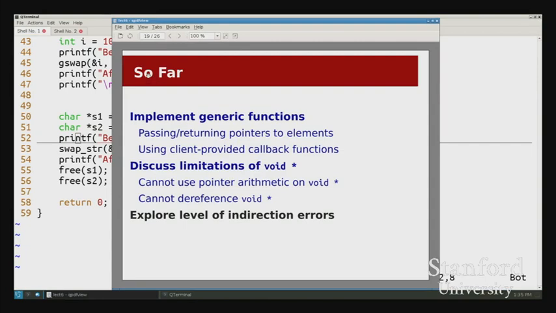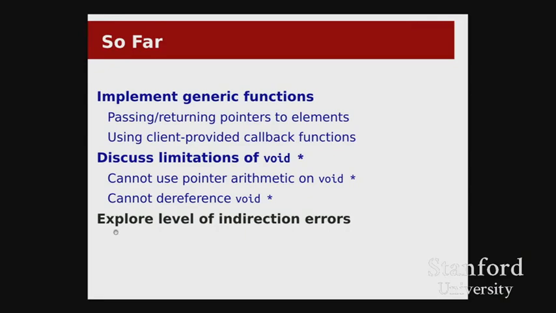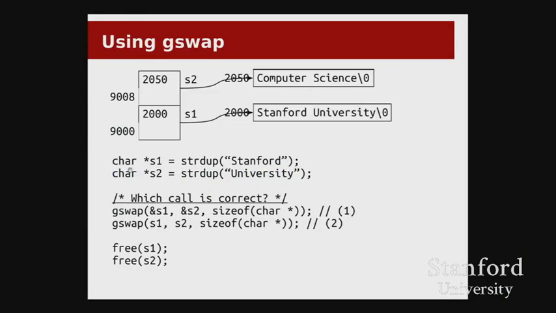Here, just a quick recap. We're finishing up this part about implementing these generic functions, and now we're going to look at what can go wrong when we try to do this gswap thing. I hope I have no more errors on my slide. Okay. Yes, everything seems consistent. Everybody check for me. Okay.